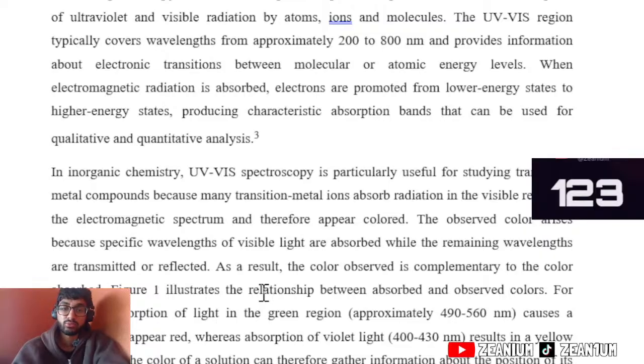When electromagnetic radiation is absorbed, electrons are promoted from lower energy states to higher energy states, producing characteristic absorption bands that can be used for qualitative and quantitative analysis.